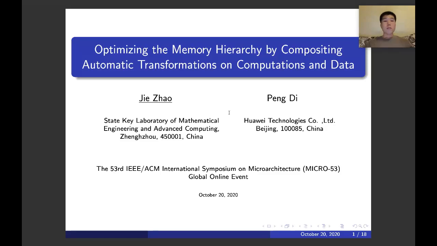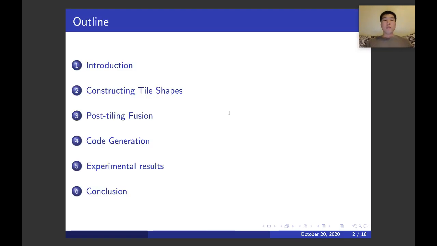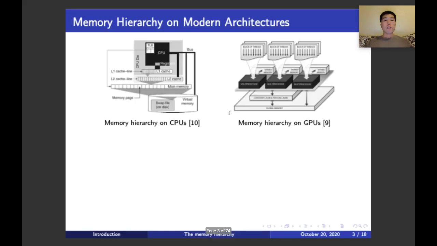Hello, I'm Jie Zhao. This is the presentation of our paper Optimizing the Memory Hierarchy by Compositing Automatic Transformations on Computations and Data. The presentation is composed of the following content. First, let's start with the introduction.